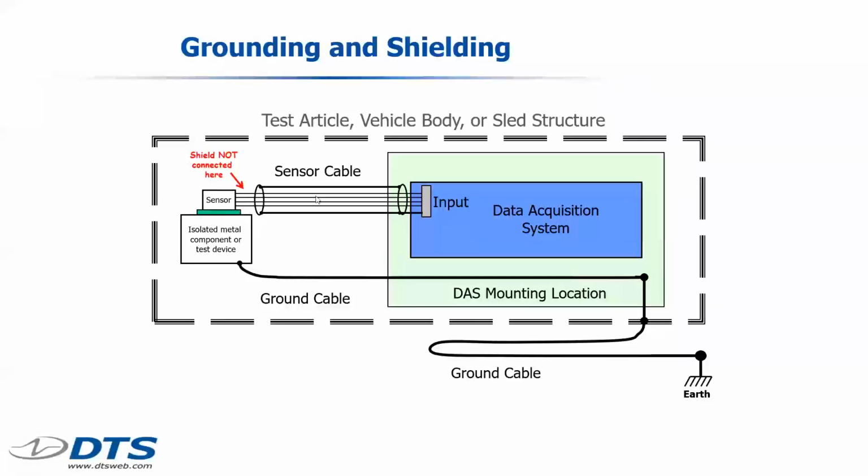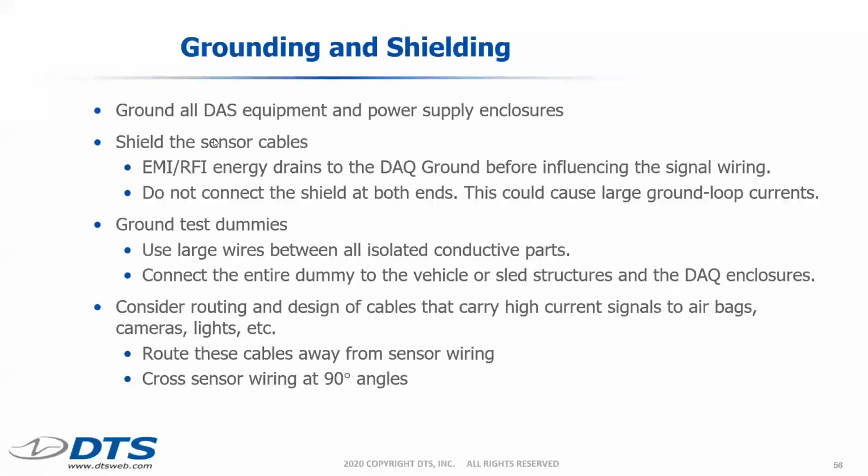So the shielded sensor cable should be terminated to the DAS. Key points. All DAS equipment and power supply enclosures must be grounded. Sensor cables must be shielded. When we do this and we connect the shields to the DAS ground, we are then allowing any kind of electromagnetic energy or radio frequency energy to go off to the ground and not influence the signal wiring. Don't connect the shield at both ends.